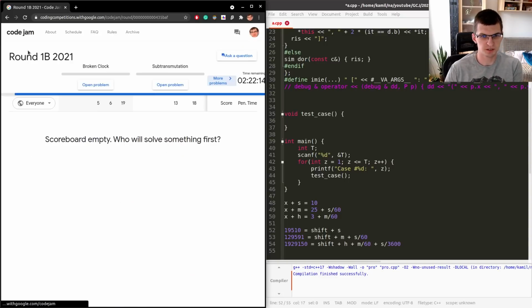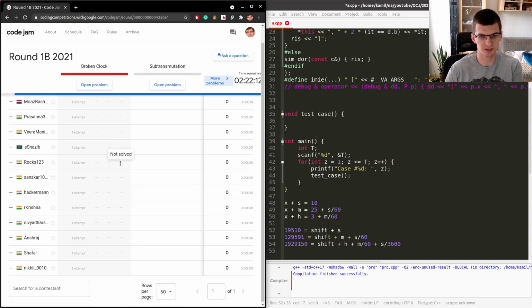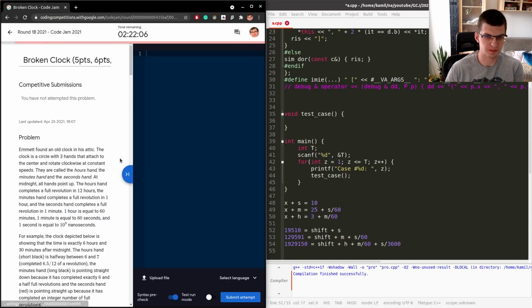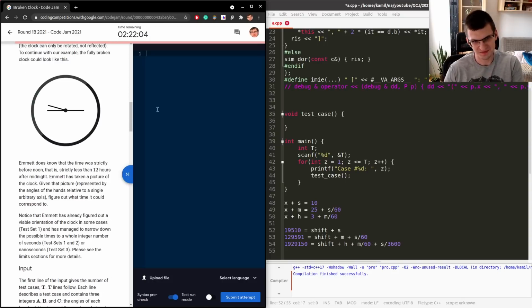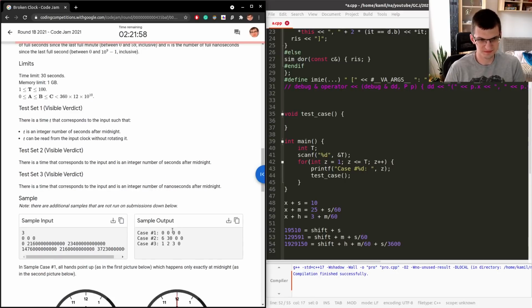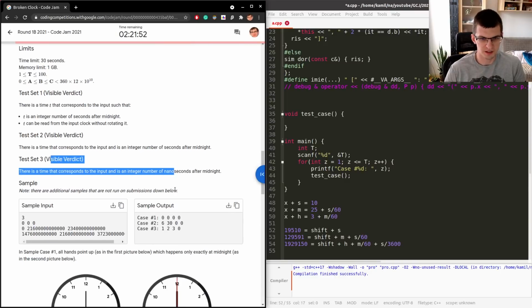Maybe I should get back to this problem. For now, nobody solved it. But I need to do it. And of course, I'm going for the full score, so I need to think about this one.